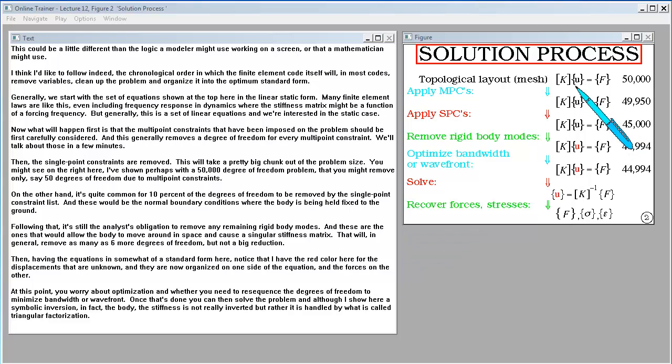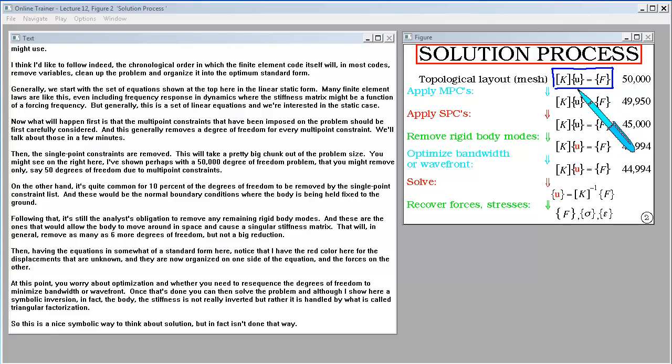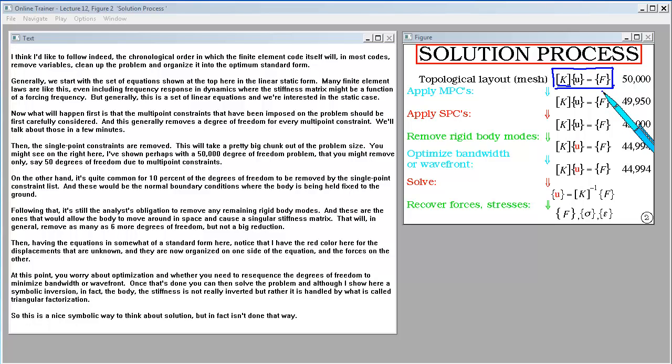Generally, we start with a set of equations shown at the top here in the linear static form. Many finite element laws are like this, even including frequency response in dynamics, where the stiffness matrix might be a function of a forcing frequency. But generally this is a set of linear equations, and we're interested in the static case. Now, what will happen first is that the multipoint constraints that have been imposed on the problem should be first carefully considered, and this generally removes a degree of freedom for every multipoint constraint. We'll talk about those in a few minutes.